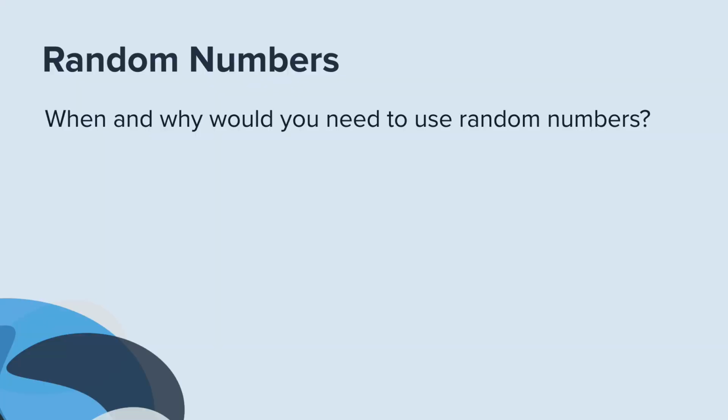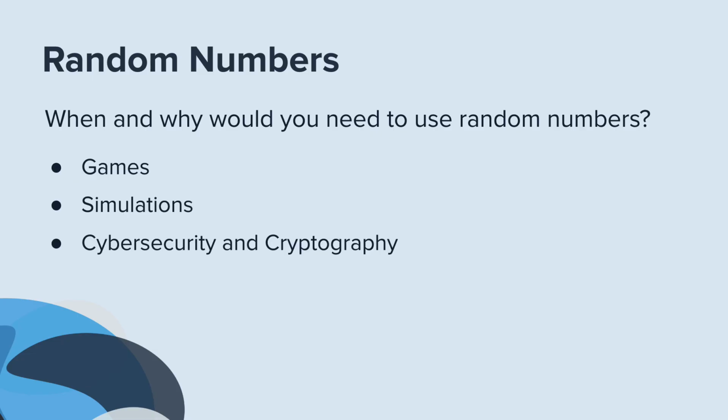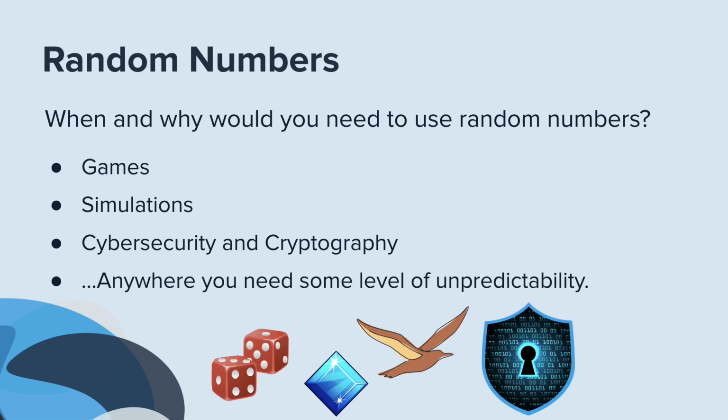So when and why would you need to use random numbers in a Java program? Well, random numbers are used in lots of places in programming. They can be used in games like rolling dice, flipping coins, determining the value of treasures, and more. They can also be used in simulations to mimic the randomness in real life, or for security systems like in creating secure keys in cryptography to make data secure to send and receive. You can use random numbers anywhere you need some level of unpredictability.